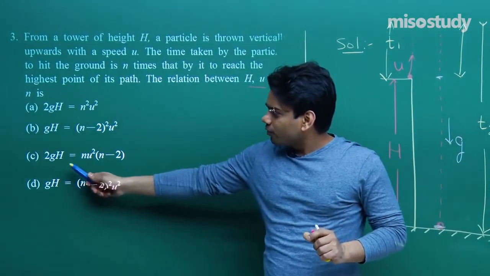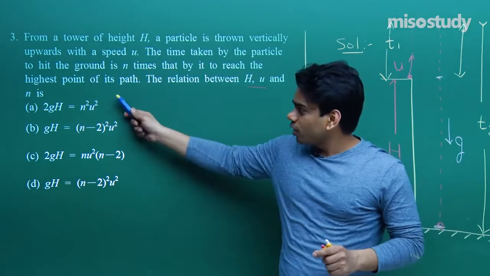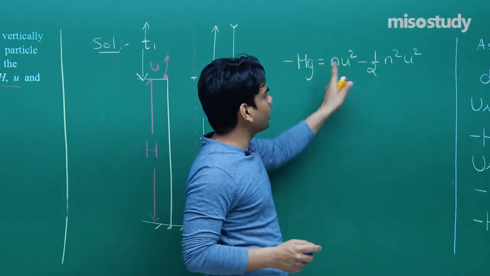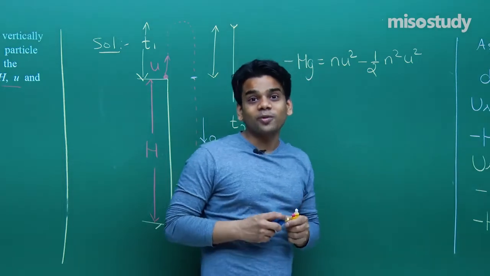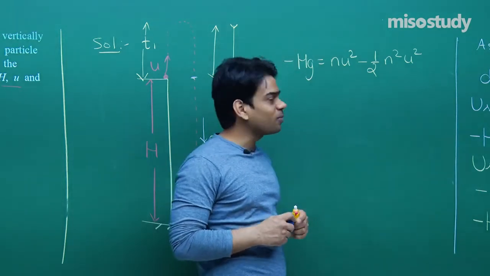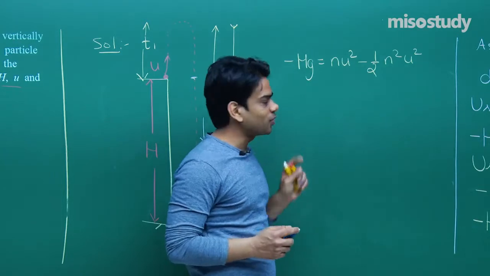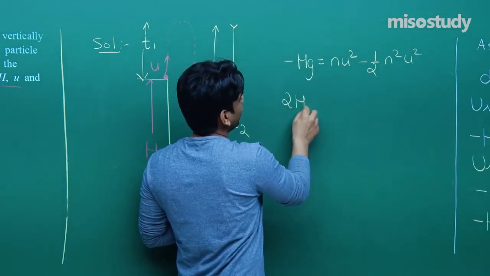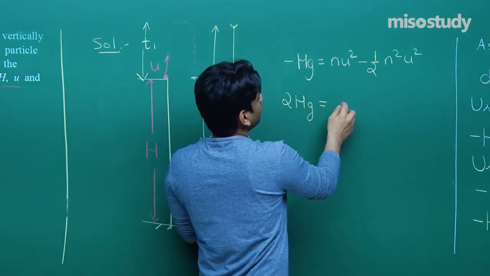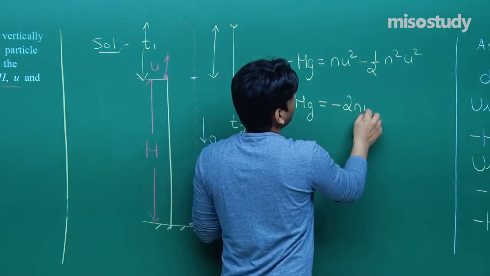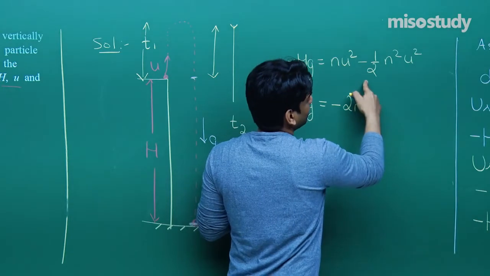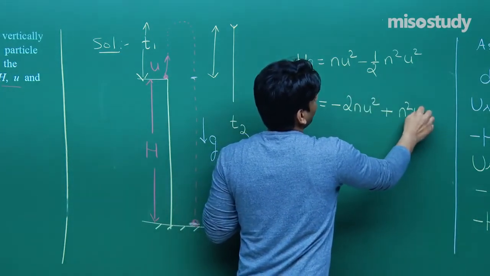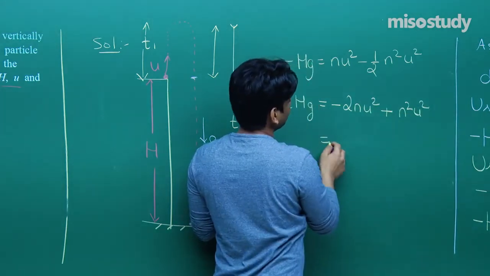So here we are having 2gh, and option number A also we are having 2gh. Let's try to multiply 2 everywhere and also multiply the minus sign everywhere. So we are going to multiply minus 2 with the entire equation. See what we are going to obtain. Minus 2 I am multiplying, so this will be 2hg is equal to minus 2 nu square, and here 2 will be cancelled out, and we will be left with plus n square u square.